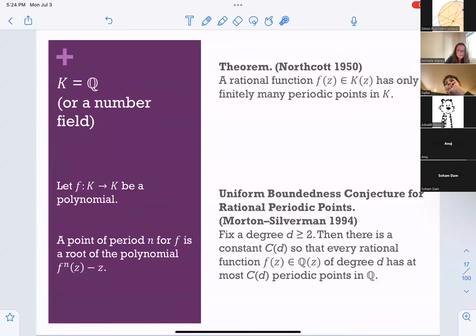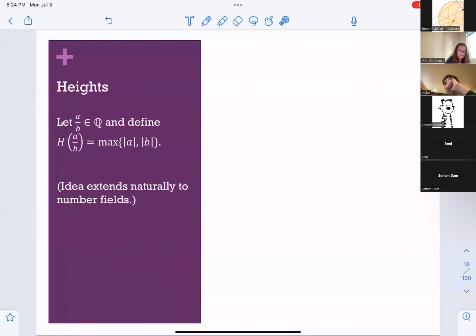Okay, so I want to tell you at least a little bit about how we know that this is true, this Northcott's theorem. And this uses some cool technology that are called heights. So I'm going to define it for the rational numbers. Again, if you've taken a little abstract algebra and you know about number fields, you can do a slightly more complicated definition that works there. But this is a sort of straightforward one to use for the talk.